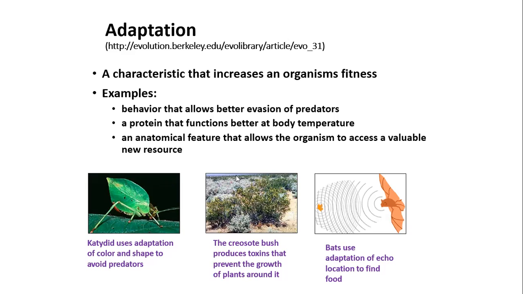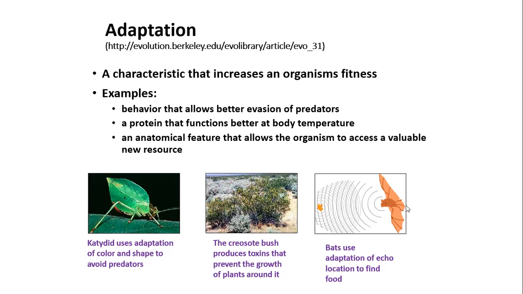Another type of adaptation is this creosote bush. These guys actually produce a toxin so that nothing can grow near where they are, because they grow in a very arid, dry environment. They need all the nutrients they can get. So they basically make a toxic environment around them so that no other weeds or anything can steal any nutrients that they want. Okay.